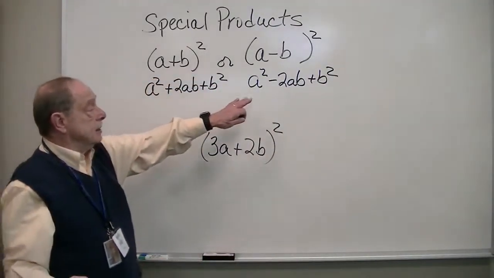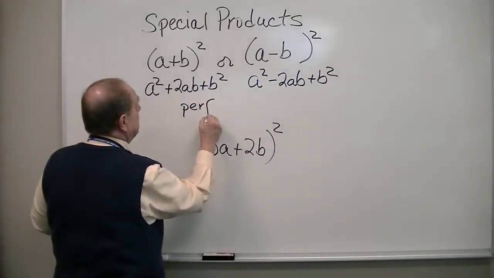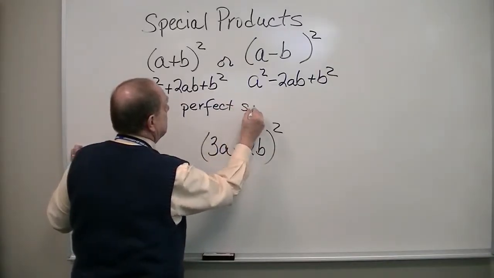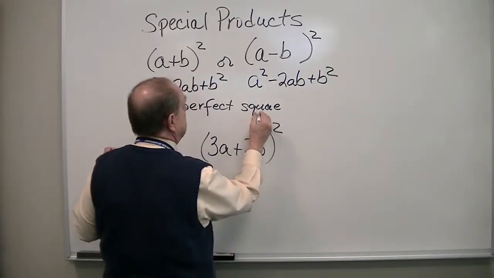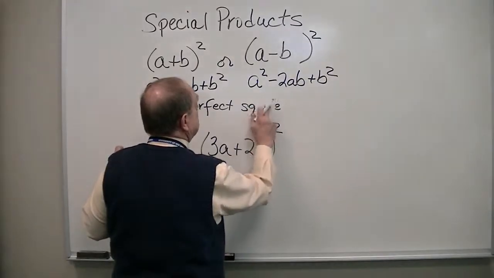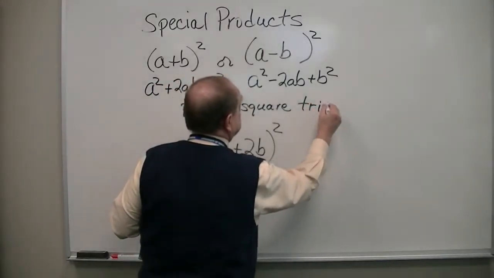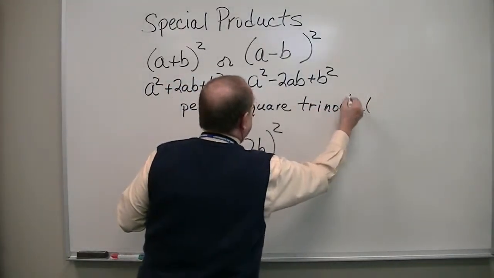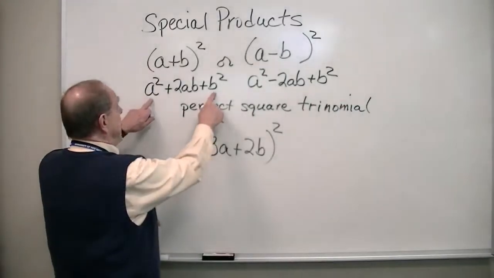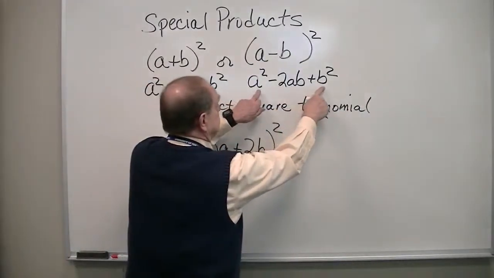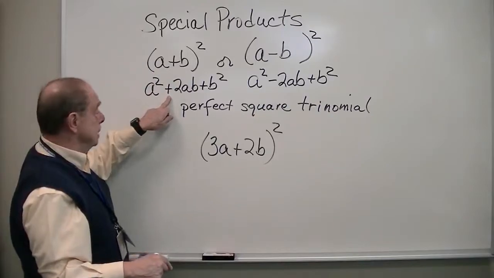So as you look at these, they're very similar. This is called a perfect square trinomial. And these are always true. Both end terms are perfect squares. And then depending on the sign in the middle, that's the sign you'll have for the middle term here.